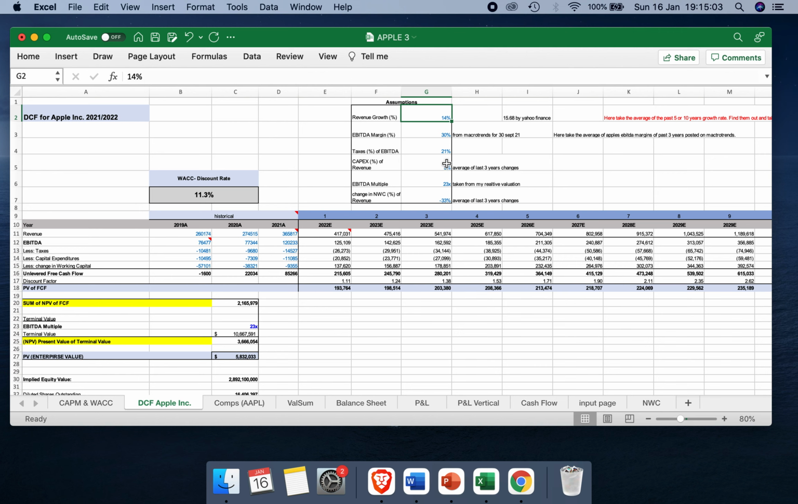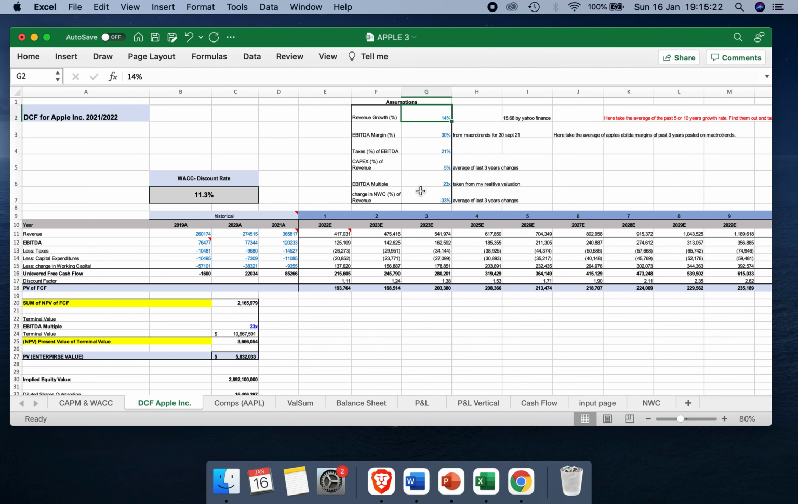Taxes, corporation tax in the US is 31%, thanks to Trump. And yeah, the capex growth rate, I've taken 5%. Again, why I've taken 5% is because I've just taken the average of the last 3 years.